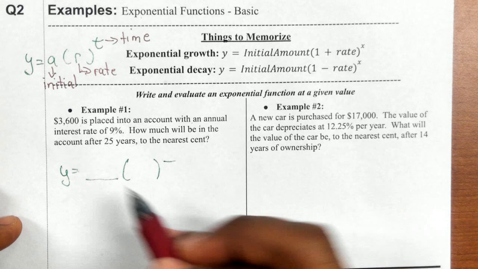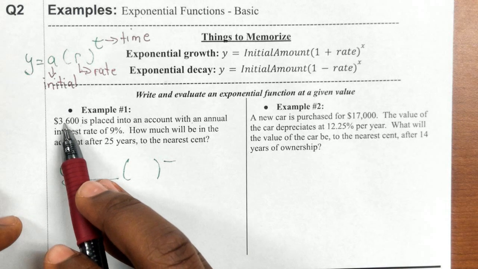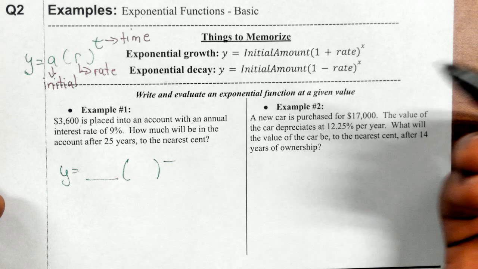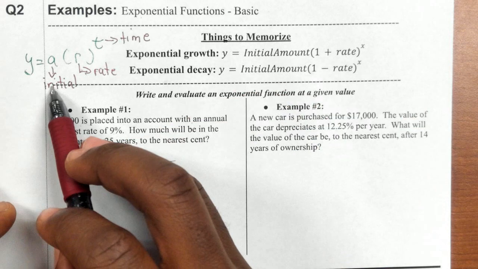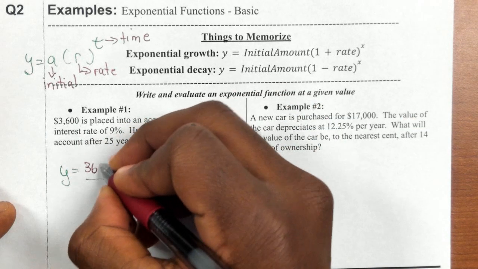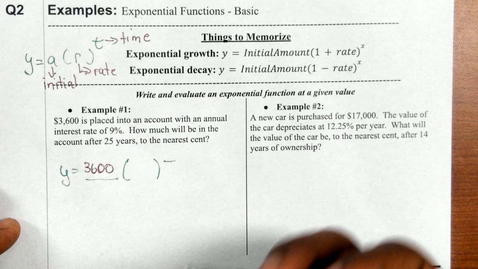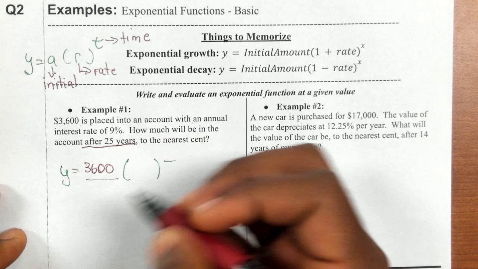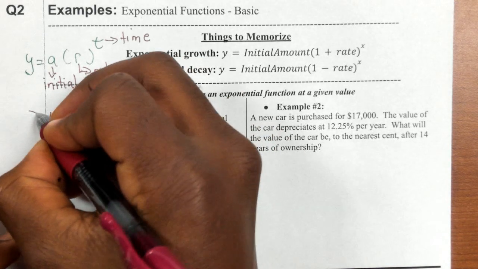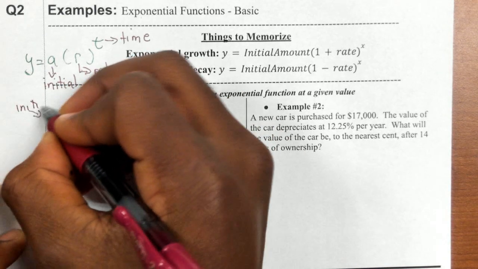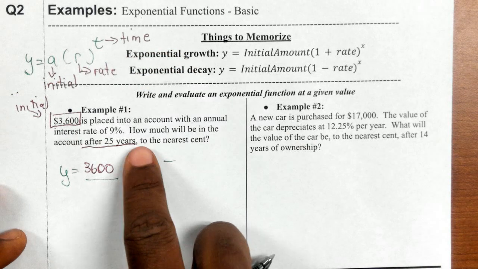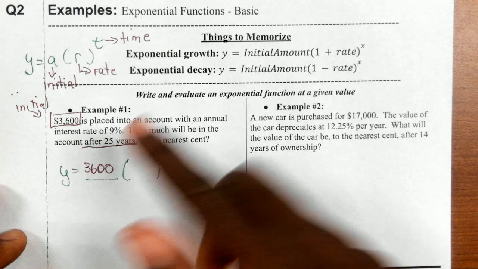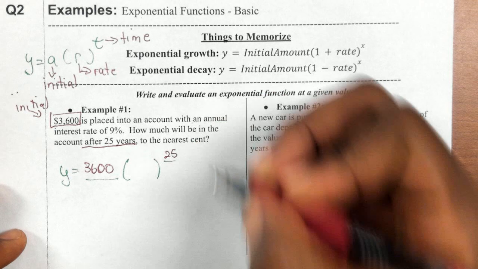So when you're doing this, guys, we can see that the 3,600 is what we started the account with. That's going to be your initial. So 3,600. Now we're going to figure out time. So it says after 25 years. That 25 is the time, okay?